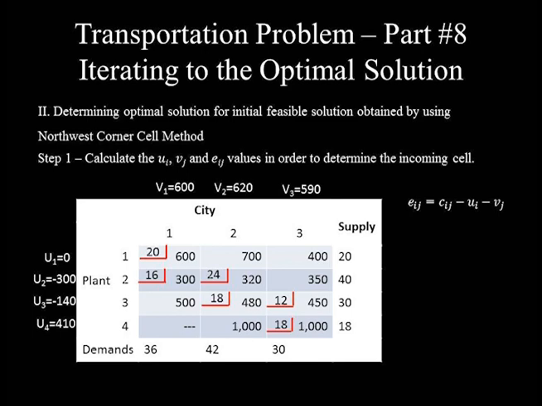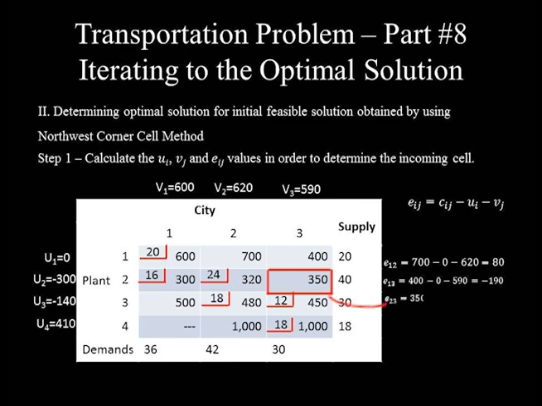The unoccupied cell under column 2 of row 1, which is designated as E sub 1,2, is equal to the unit cost of this cell, that's 700, minus row 1 index, that's 0, minus column 2 index, that's 620. The difference between these values gives us 80. By the same analogy, we can calculate the net evaluation index of the other unoccupied cells as E sub 1,3 is equal to 400 minus 0 minus 590, which gives us negative 190.